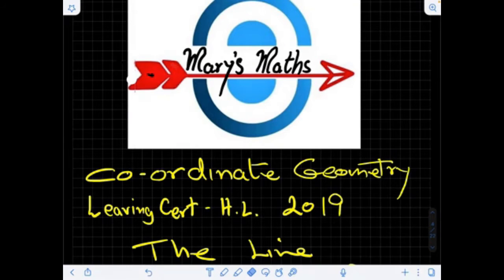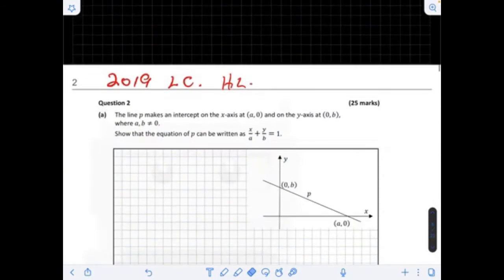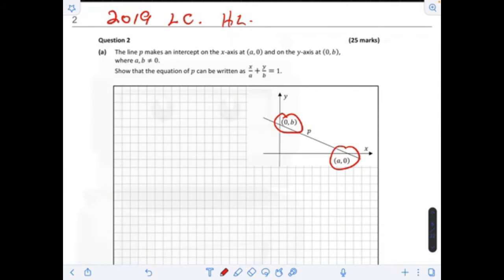Hi everybody, today we're going to go through Paper 2, Question 2 regarding the line. The line P makes intercepts on the x-axis of a, 0 and on the y-axis 0, b, and they're telling us to show that you can write the equation of the line P in the format x over a plus y over b equals 1. So what we have to do is find the equation of the line and then rearrange it so it'll be in this format.